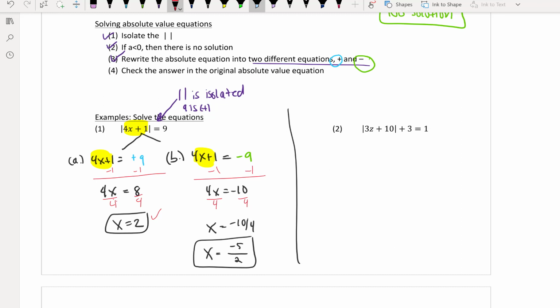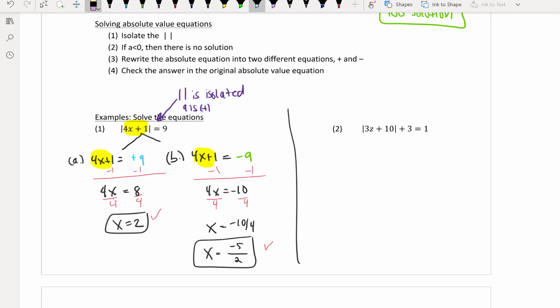So now we've checked it. So now we've completed parts 1, 2, 3, and 4. Sometimes when you plug in those values into your original equation, it doesn't work out. So therefore you have to cancel it out and say not a possible solution. So let's go ahead and try part 2 now.